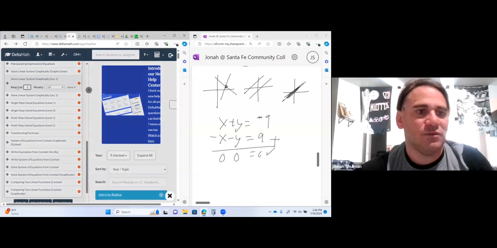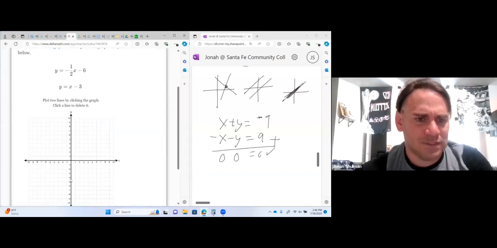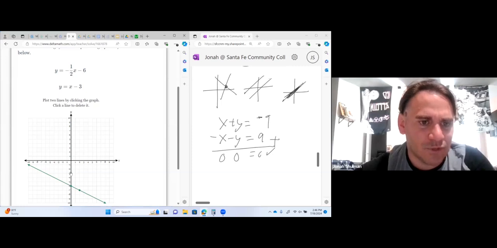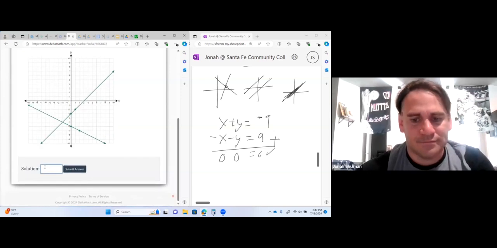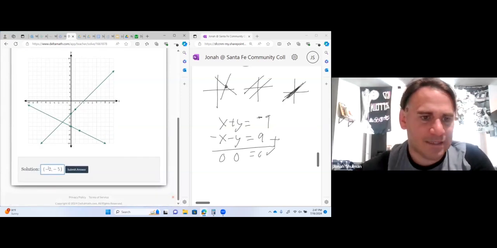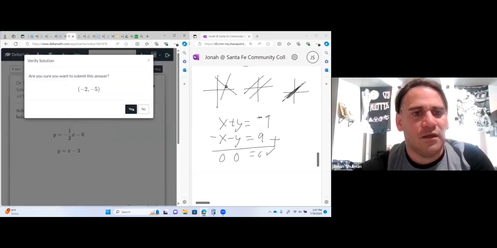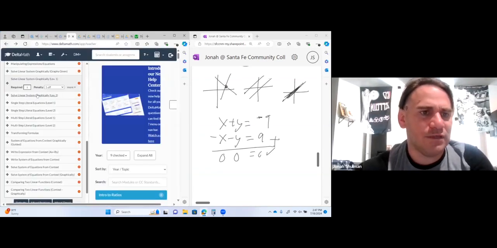All right, let's do one of these guys. The first one is -6, and our slope is down 1 over 2. That's our first line. Our second one is -3, up 1 over 1. And there's where they meet, -2, -5. Have fun with these. Practice with them. They'll definitely help you understand that you know exactly how to graph anything.